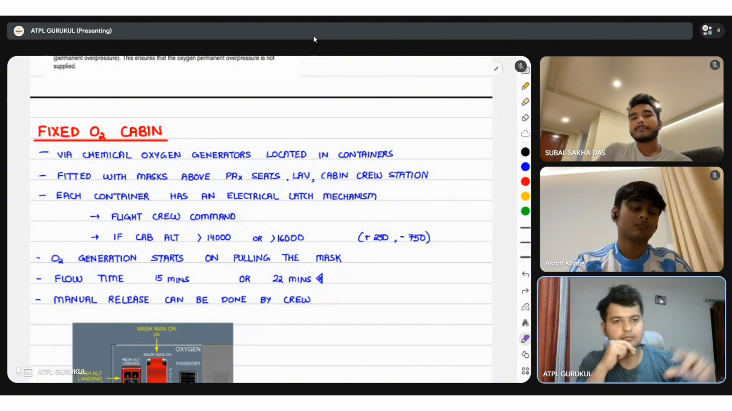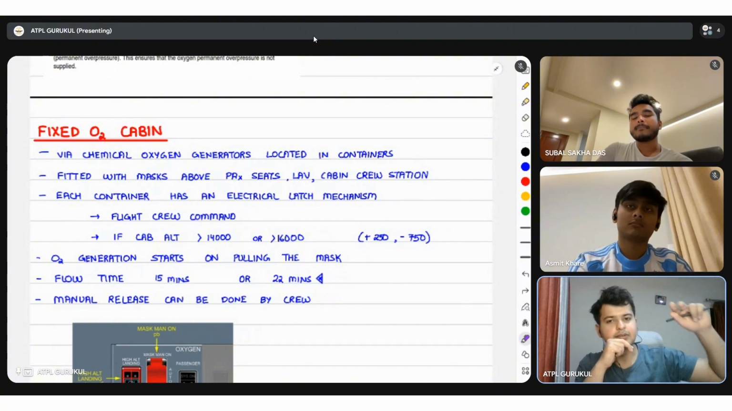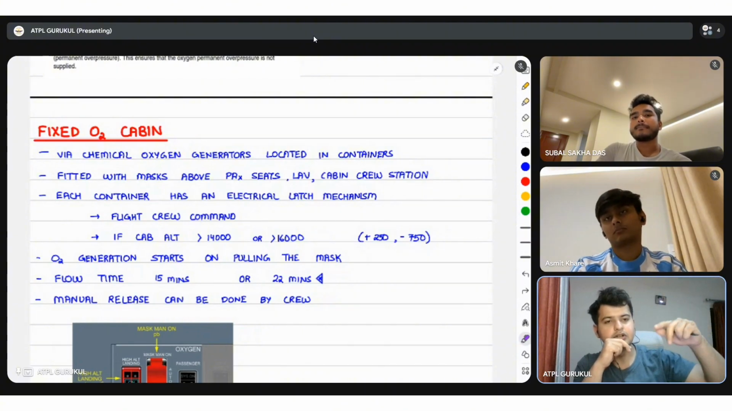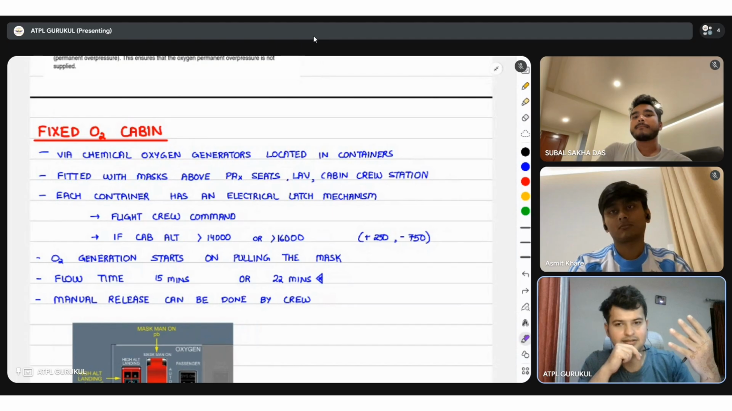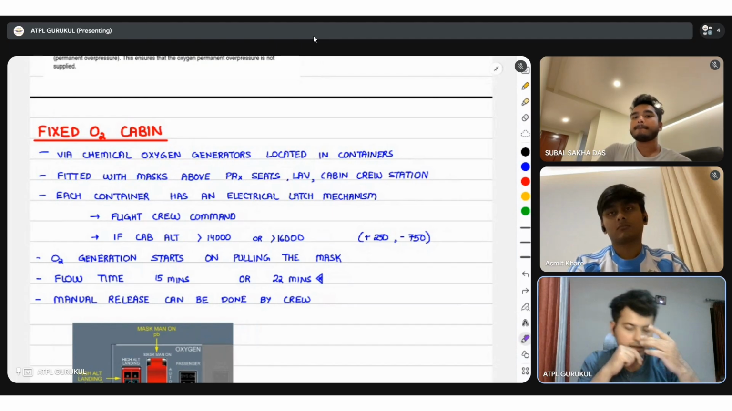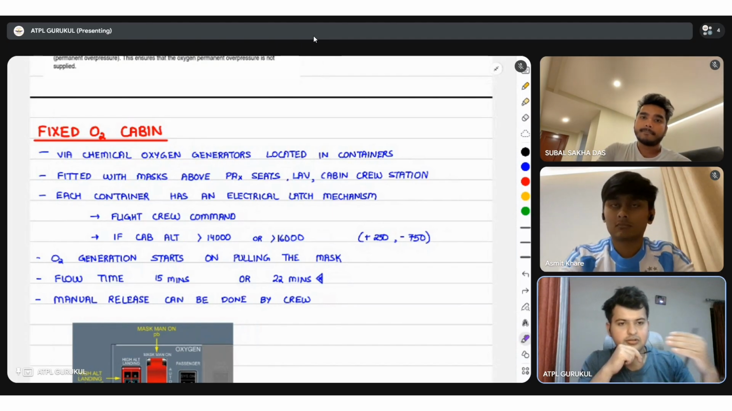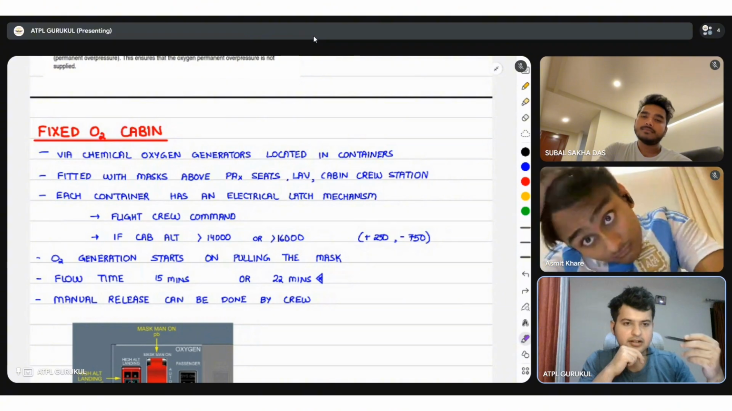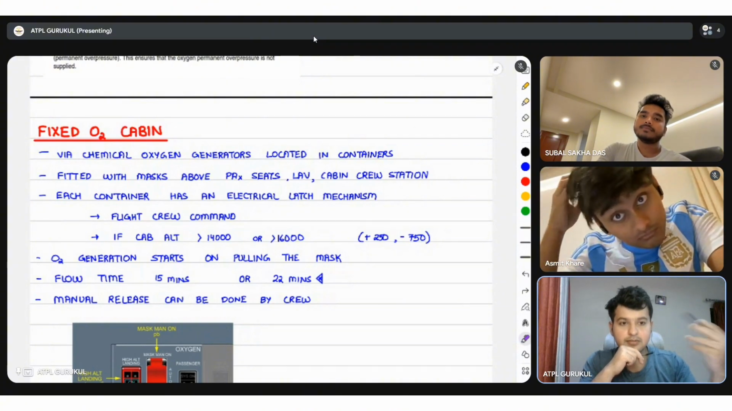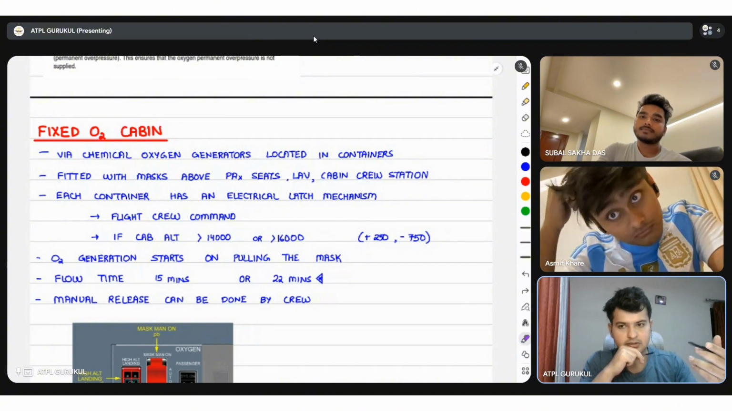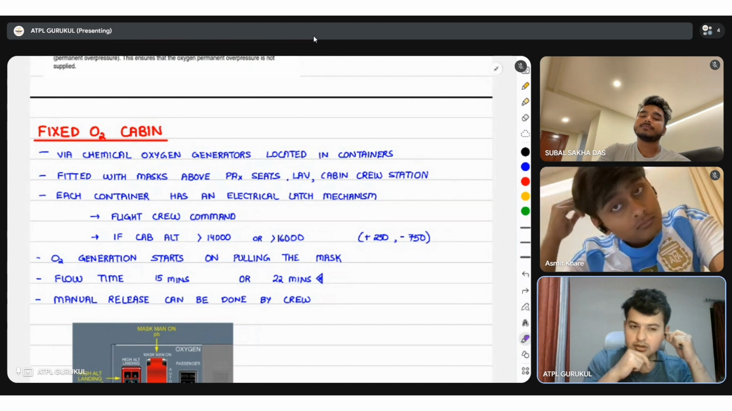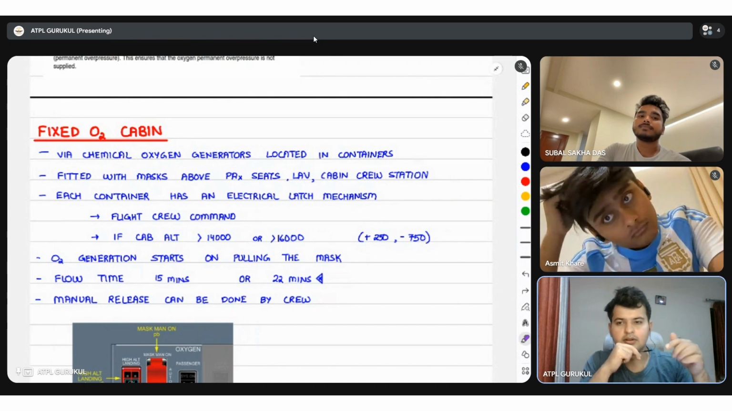One container can supply oxygen to up to 4 masks. So all through the cabin, if your number of seats is 100, you're supposed to have 110 masks, 10% extra. You have done these regulations as well, right? You can also expect questions on these lines.